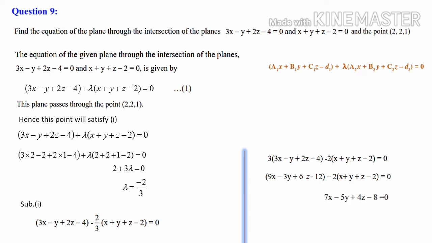Then go for simplification. 9x minus 2x is 7x, minus 3y minus 2y, that is minus 5y, 6z minus 2z, that is 4z, minus 12 plus 4, that is minus 8, equal to 0. So 7x minus 5y plus 4z minus 8 is equal to 0. This is the equation of the required plane.